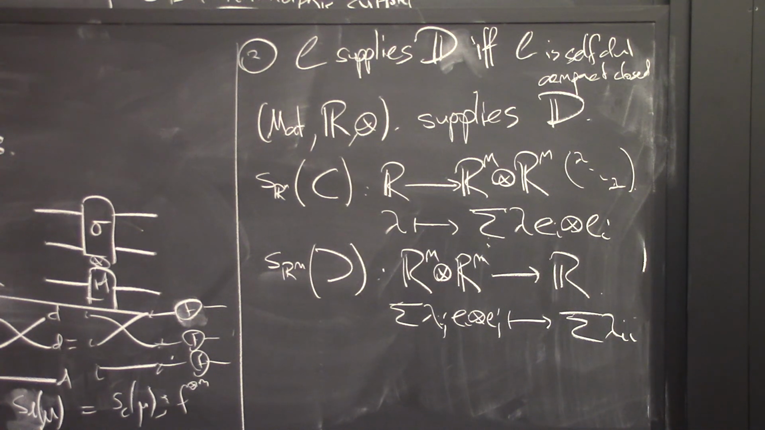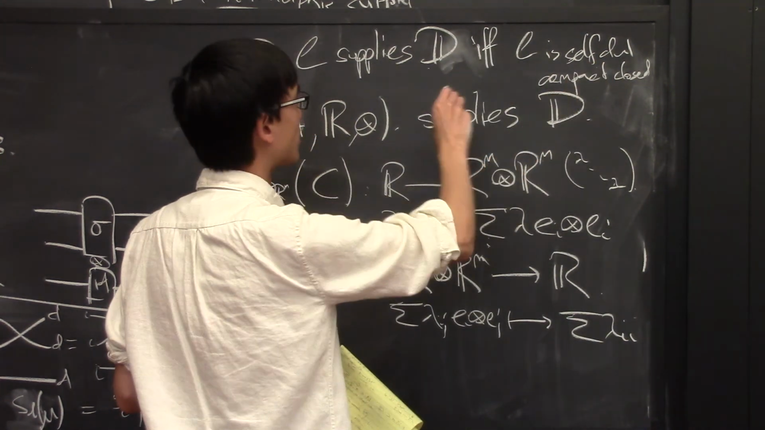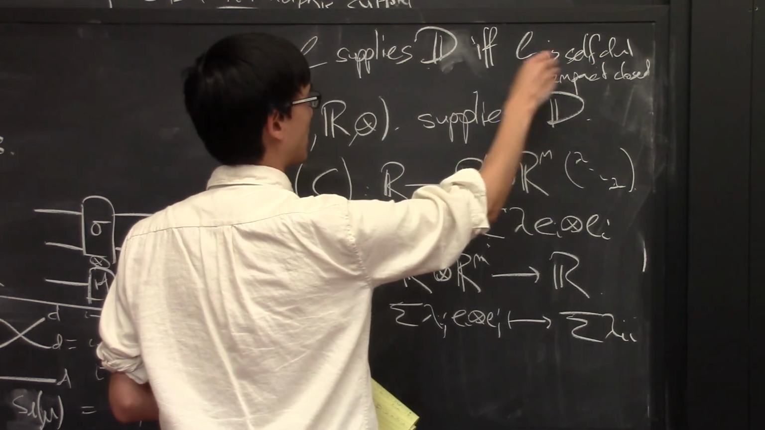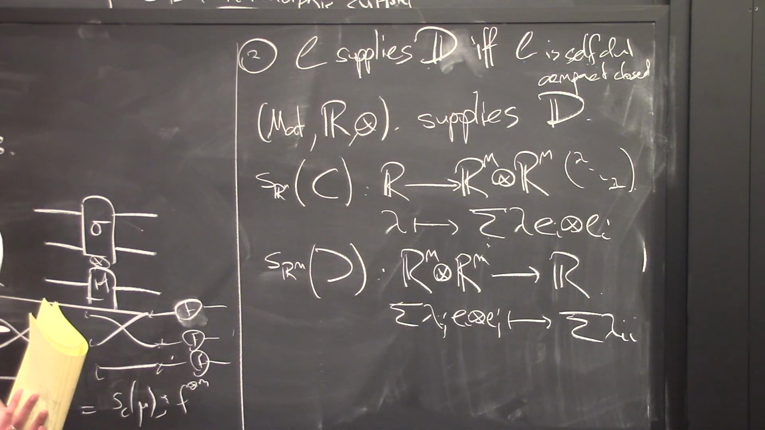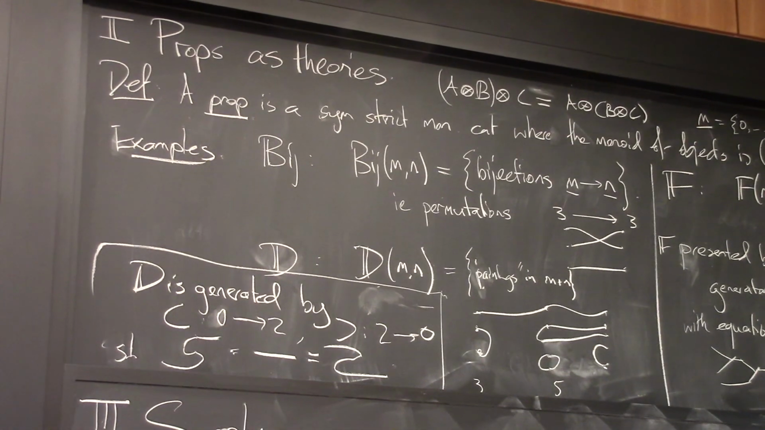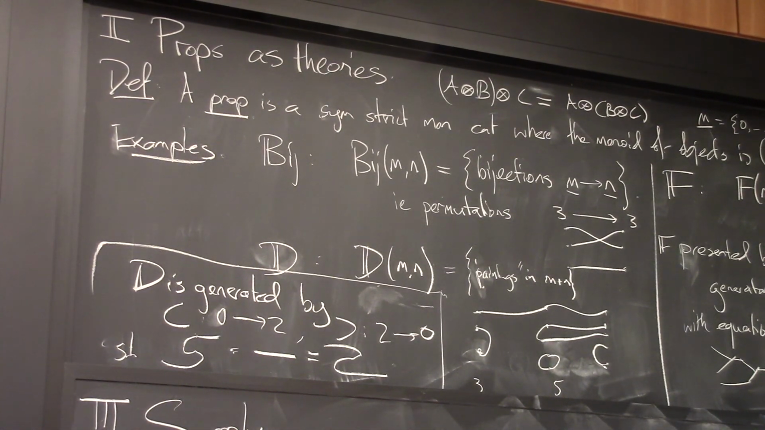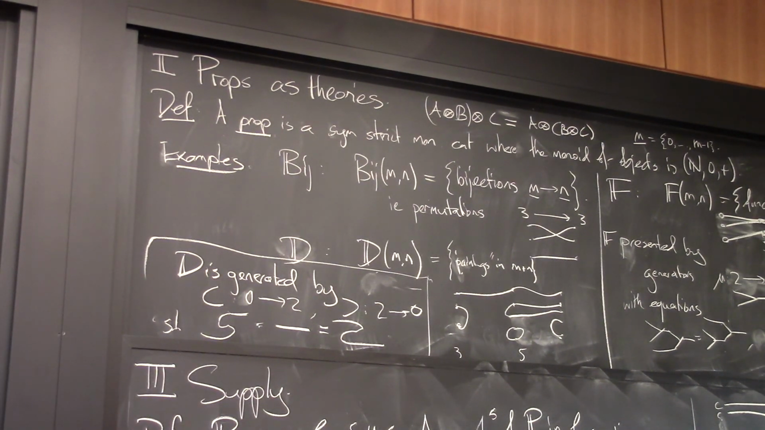Yep. Is there some intuition for the right-hand side of the if and only if depends on C and not D? So D is the notion of self-duality. D is the algebraic theory of self-duality. So C supplies D if C supplies D. And it was written on the board up there. Oh, D is not an arbitrary D. Yeah, sorry. Okay. D is this particular thing. Okay. My bad. Good question.